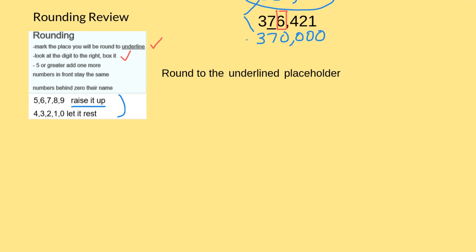So 376,421 rounded to the nearest 10,000 is 380,000. That is our answer.